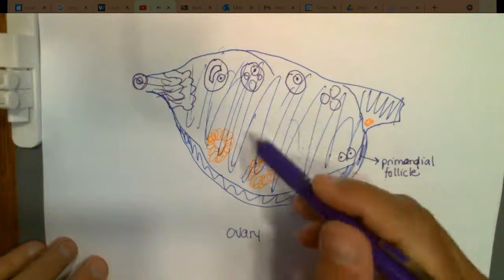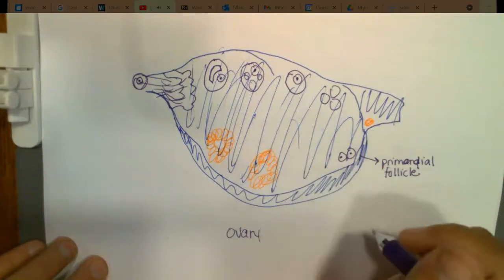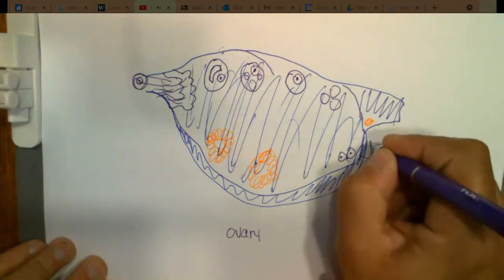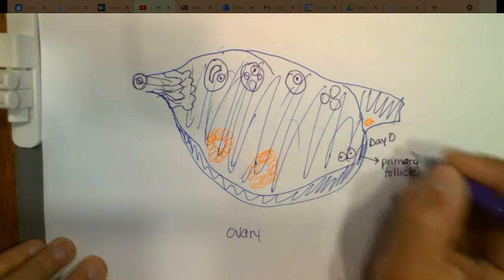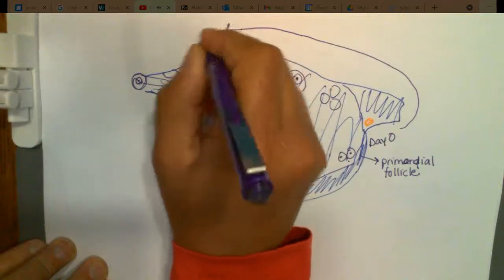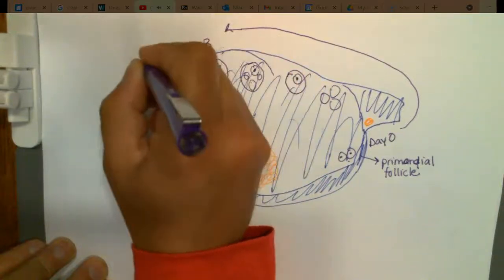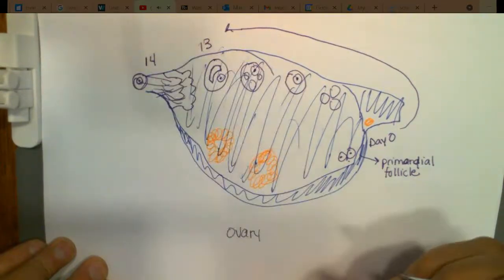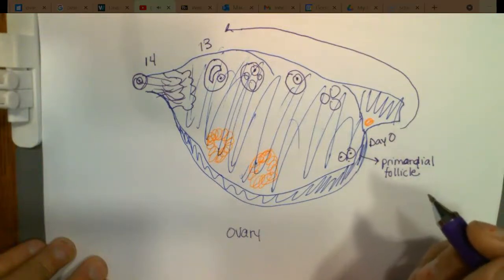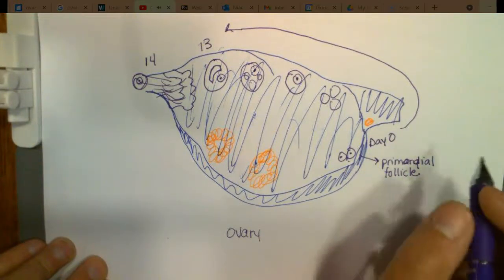Here's my ovary. I know I'm a fantastic drawer, right? We're going to start right here. This would actually be day 0. If we're moving along counterclockwise here, this would be day 13. This would be day 14. Just to give us an idea of this first half. Remember, this is a 28-day cycle.